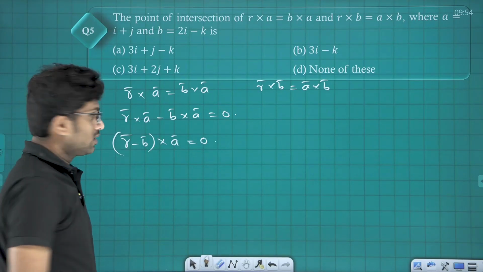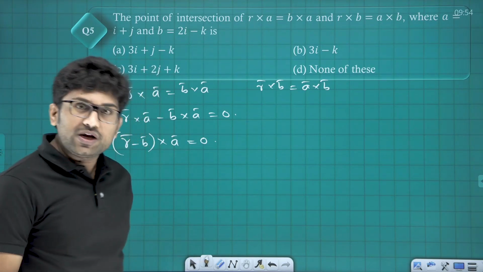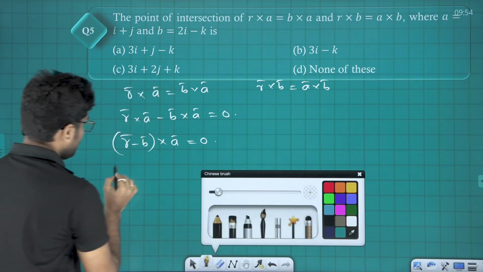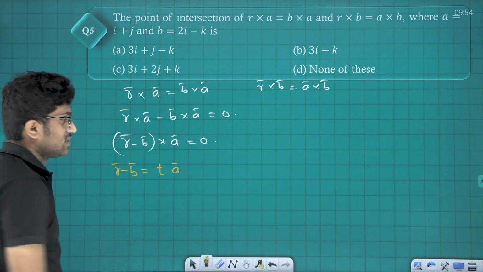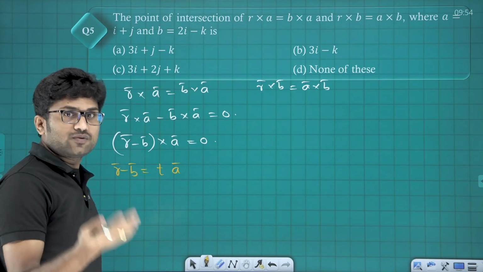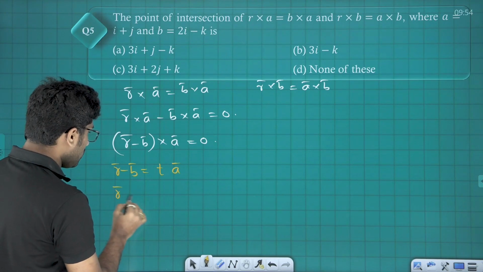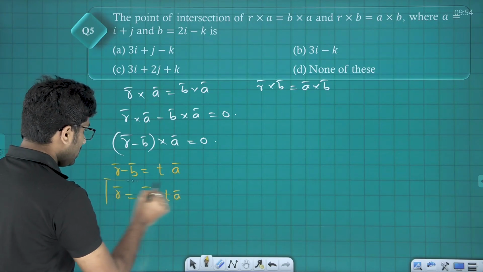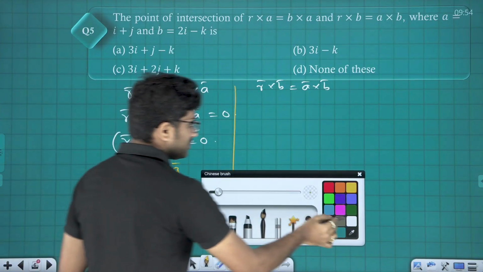Now, if cross product of two vectors is 0, that means they are collinear vectors. So we can write r bar minus b bar is equal to some t times a bar, friends. Correct? If cross product of two vectors is 0, then they should be collinear. So r bar is equal to b bar plus t a bar. Let this be this. Now let's use this in that equation.